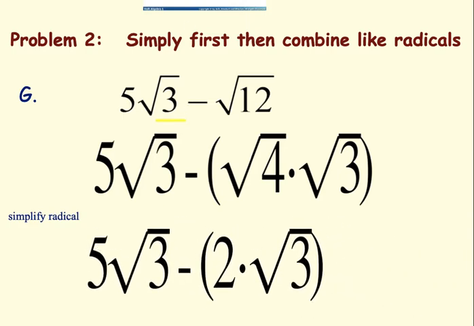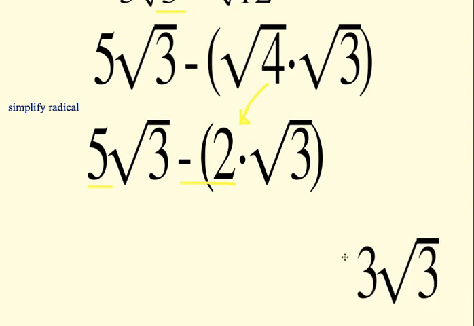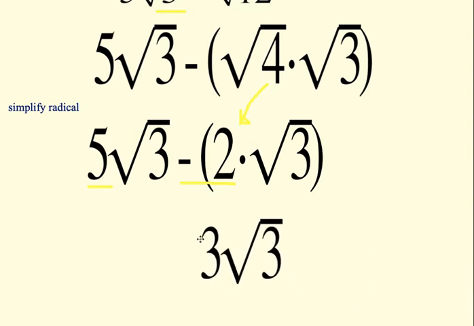And notice all I did right here is I took the square root of 4, which is 2. And at this point, these are my coefficients, 5, and don't forget the minus sign, 2. Last time I checked, 5 minus 2 is 3. So you've got 3 radical 3 as your answer.